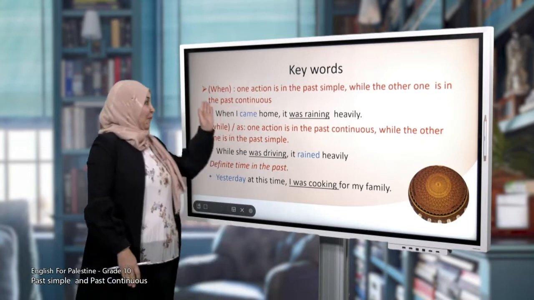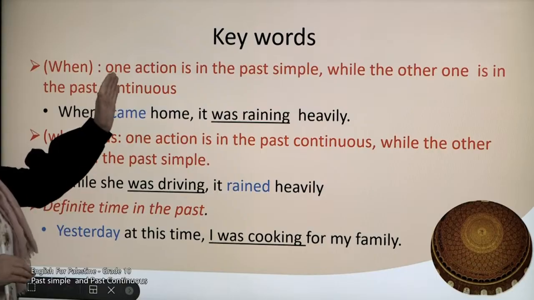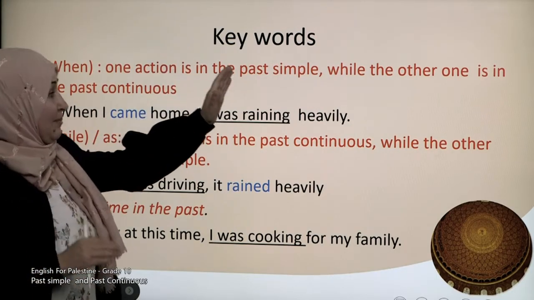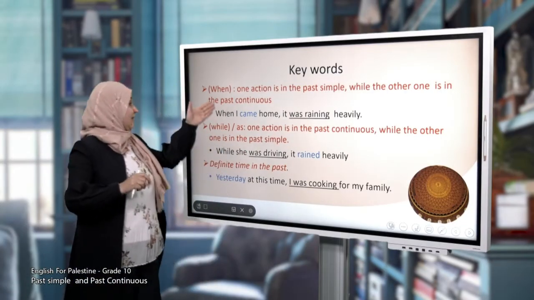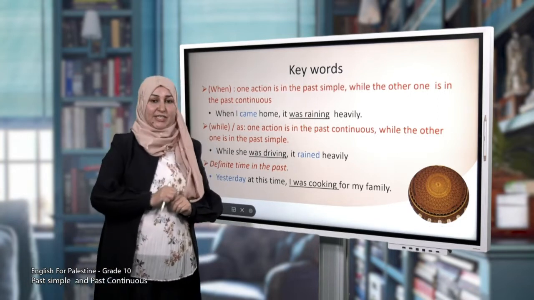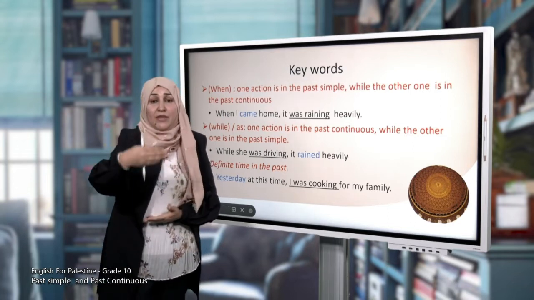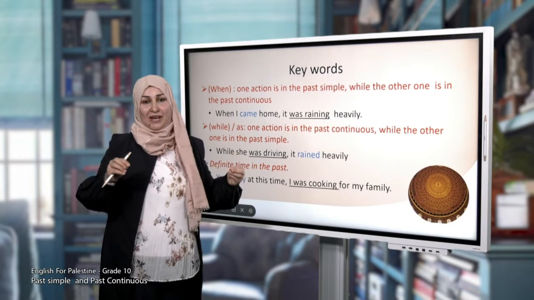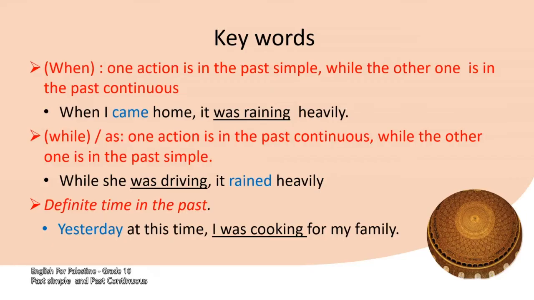Keywords. When. Here we have two actions, and one action is in the past simple, while the other one is in the past continuous. So, when connects two actions, one happened in the past simple and the other one happened in the past continuous. For example, when I came home, it was raining heavily.